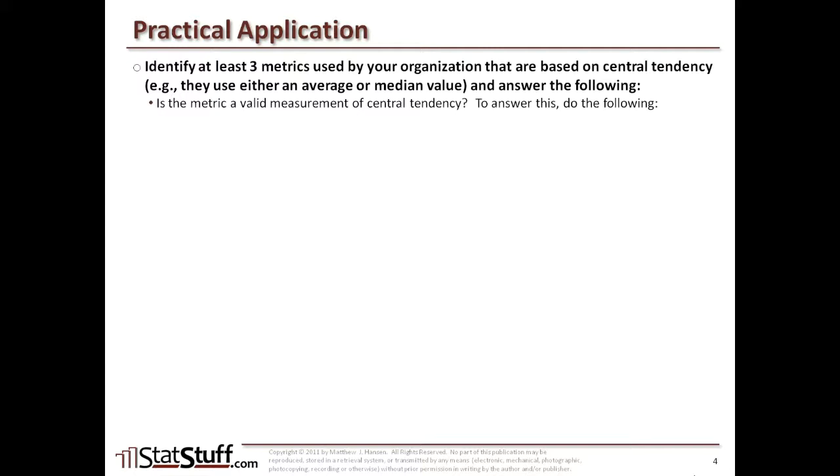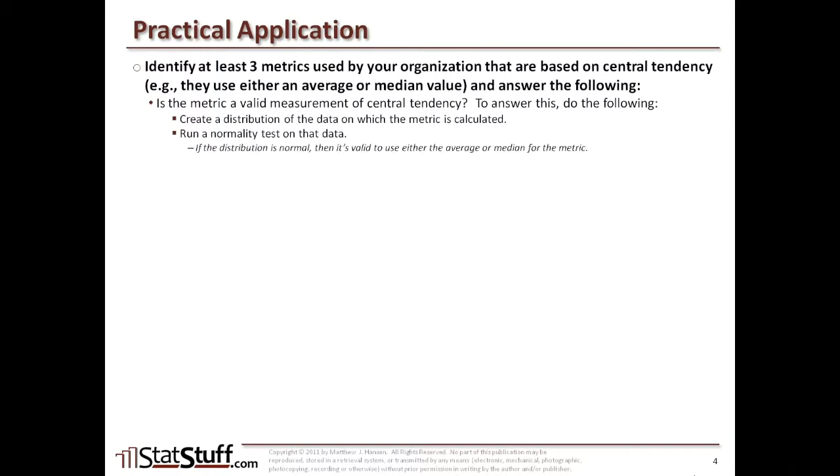Is the metric that you're looking at a valid measurement of central tendency? Now, in order to figure that out, what you might need to do is create a distribution of the data, or at least gather some historical data and create a distribution on which that particular metric is calculated. Then run a normality test on that data. Now, if the distribution comes back as normal, then it's valid to use either the average or the median for that particular metric. However, if the distribution comes back as non-normal, then it's valid to only use the median for that metric and not the average.